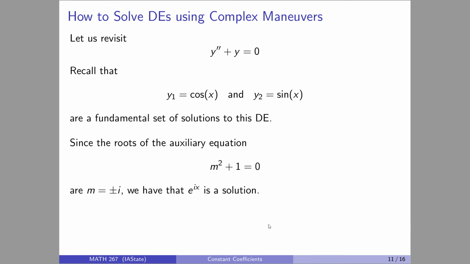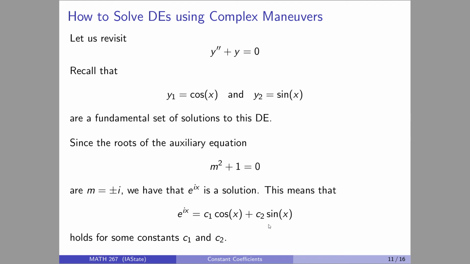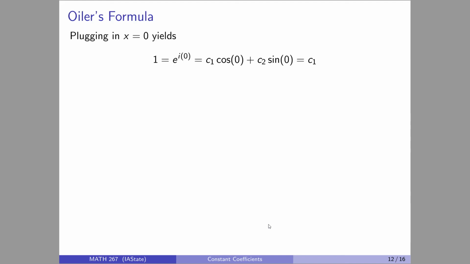So now, get ready, because I'm about to blow your mind. E to the ix, then, has to be a linear combination of sine and cosine, right? Cosine and sine was a fundamental set of solutions to that differential equation. So that means that e to the ix has to be a linear combo of them. Ooh. Let's get spicy. Let's plug in some numbers.